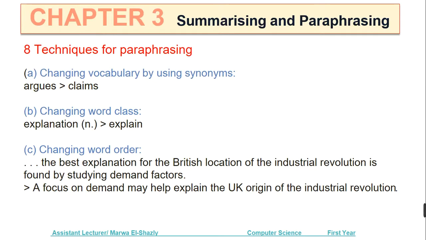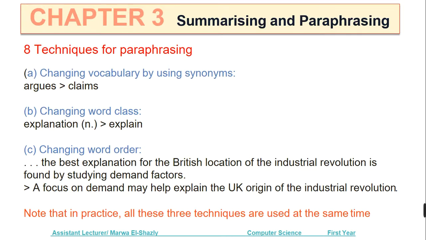The best explanation for the British location of the Industrial Revolution is found by studying demand factors. A focus on demand, here we started with demand, may help explain, okay, instead of the best explanation, the UK origin, or the British location, it means, of the Industrial Revolution. Note that in practice, all these three techniques are used at the same time. Notice here we change the word order, we change the vocabulary, and we changed word class.